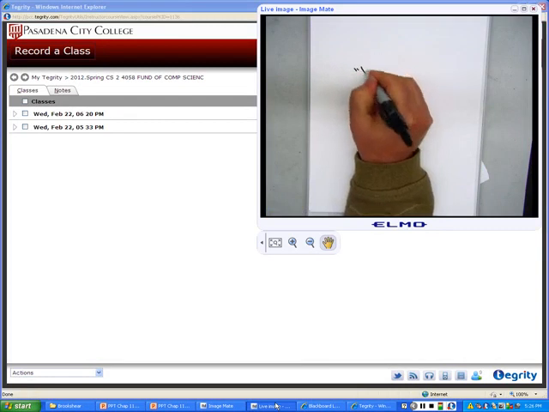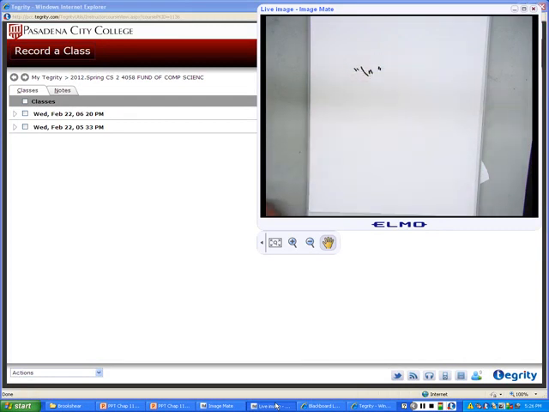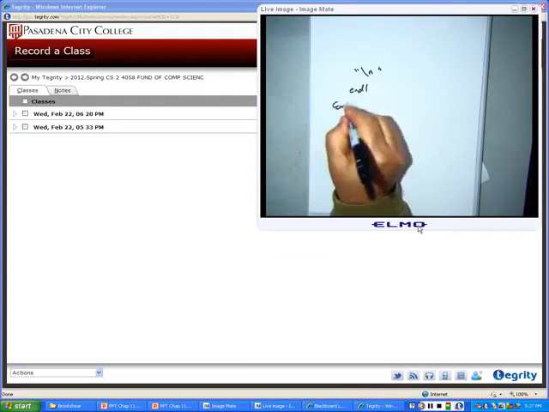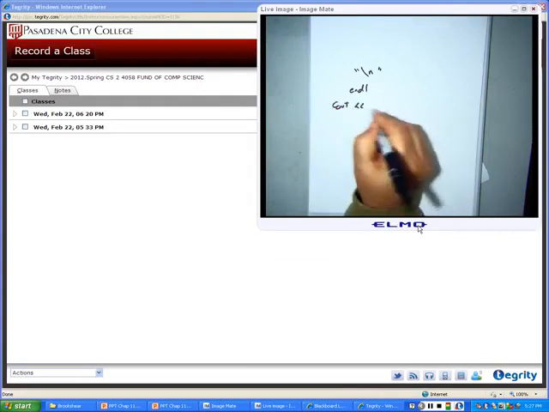So if we have a \n, we're going to put it inside the double quote. What about if I don't have a double quote? If I have a cout, I'm going to put some stuff on it, right?